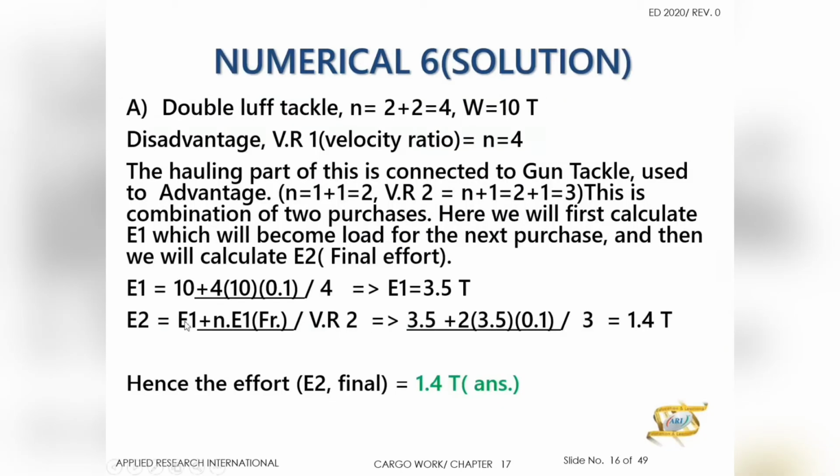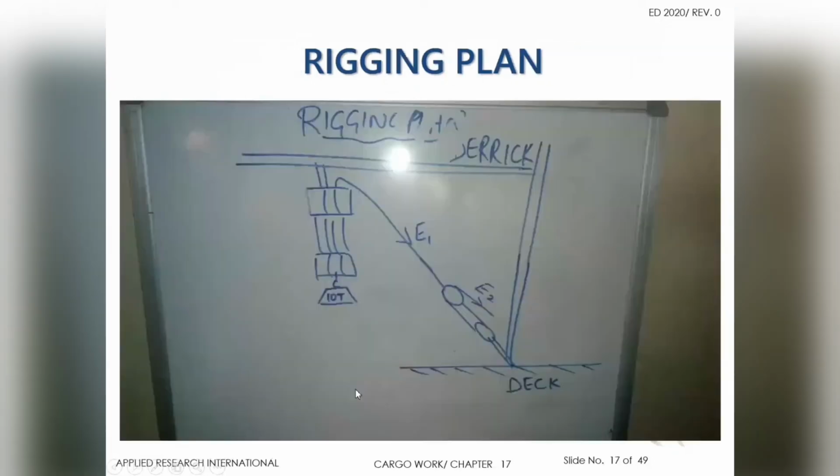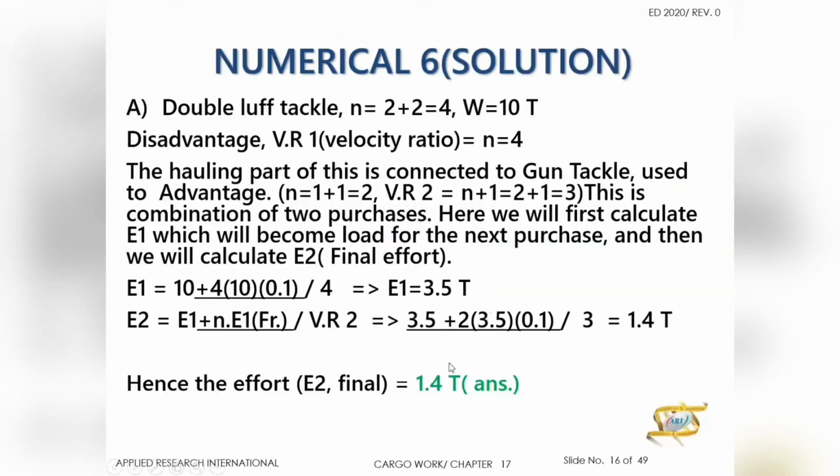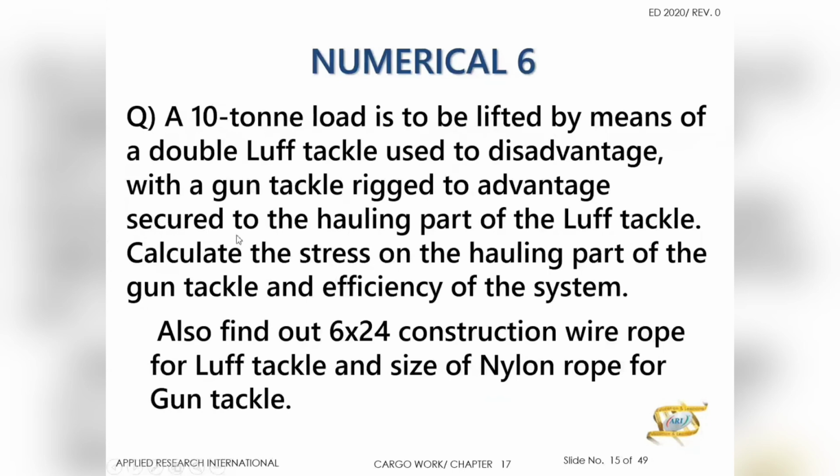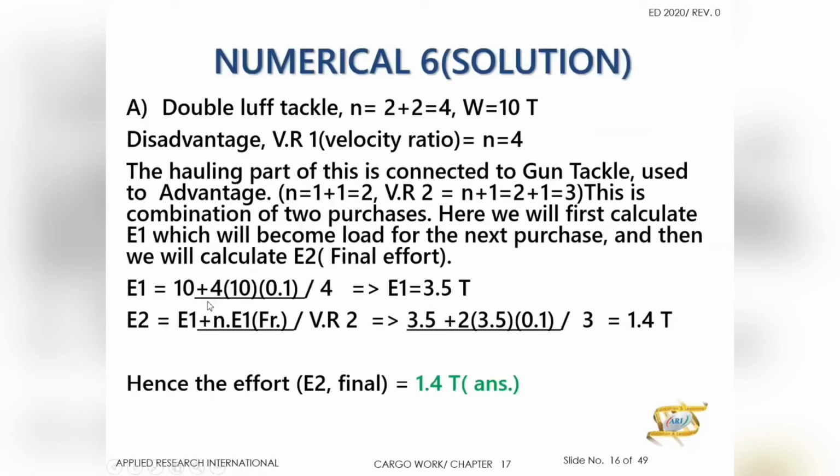Then you find effort 2 by the same formula. W plus nW friction by VR 2, and here W is effort 1, that is 3.5 tons. n is 2, again 3.5, and we get the final answer 1.4 ton as the effort required, or the final effort, or effort 2 after the gun tackle over here. Because the question asks what will be the stress on the hauling part in the final tackle, or the next tackle. Do it once with your own hand.